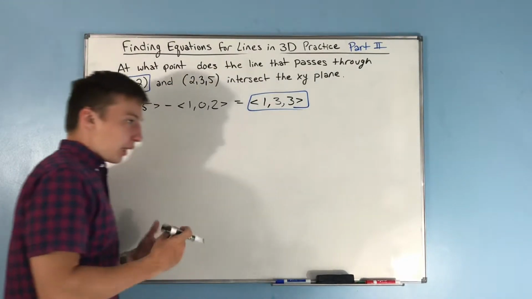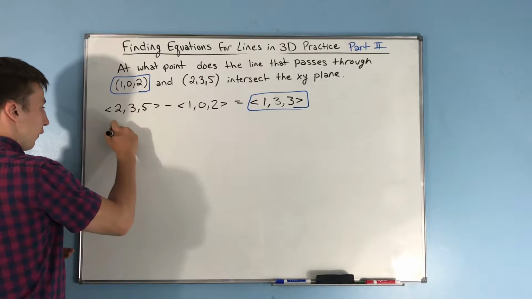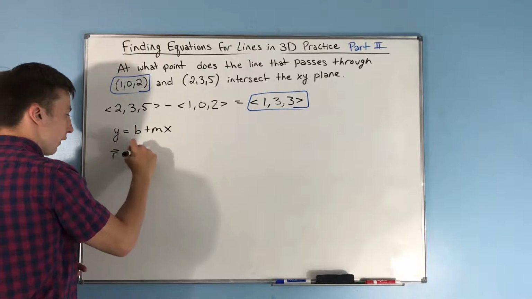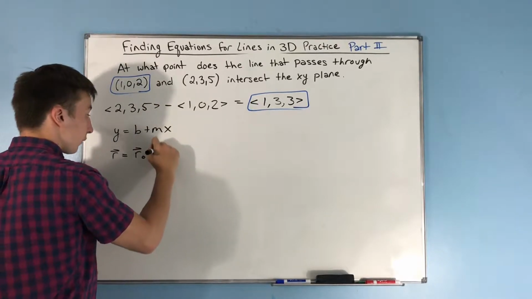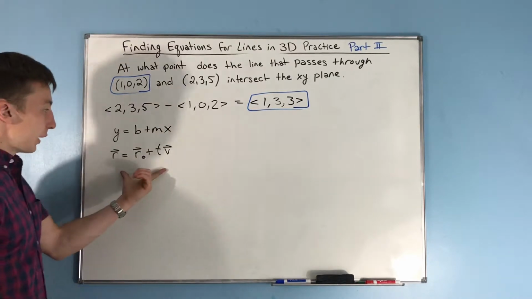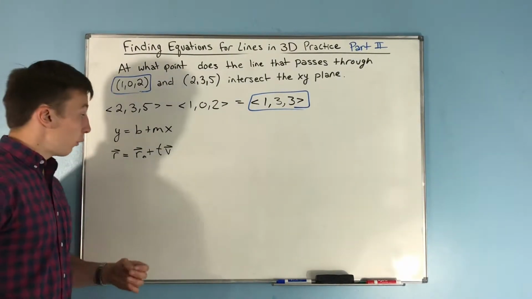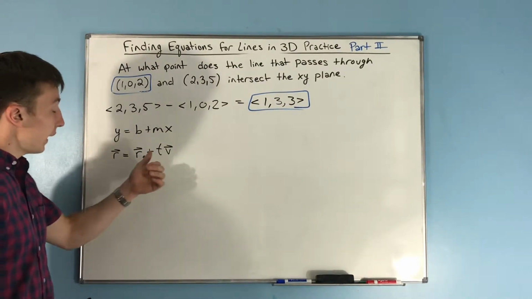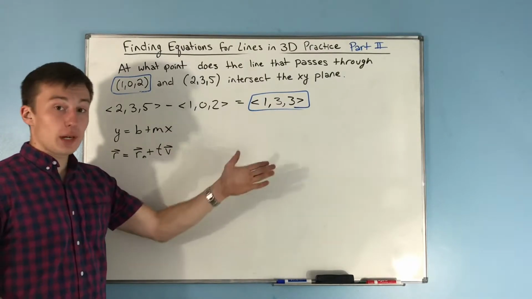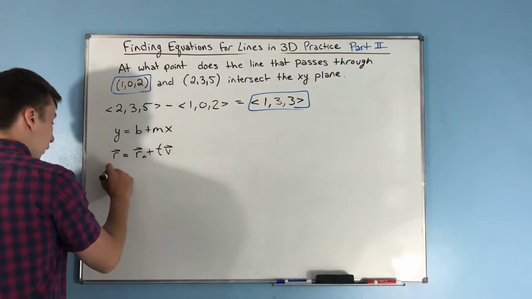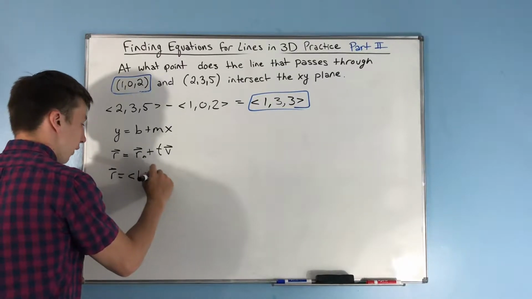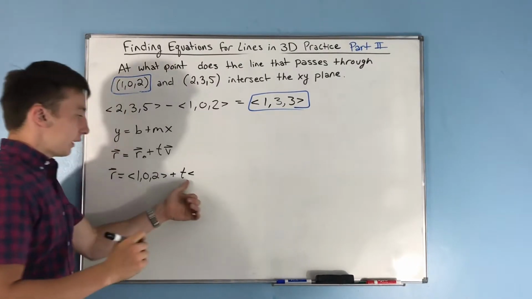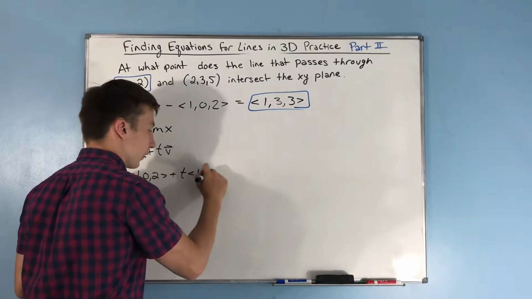Remember our vector equation, going from y equals b plus mx in 2 dimensions to vector r equals vector r naught plus t times vector v in 3 dimensions. This is our vector equation. If we plug in the position vector for the point on the line that we know, and the vector giving us the direction of the line, we get r equals the position vector (1, 0, 2) plus our parameter t times the direction vector (1, 3, 3).